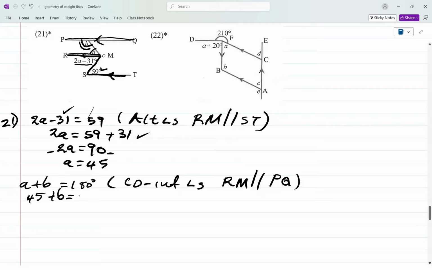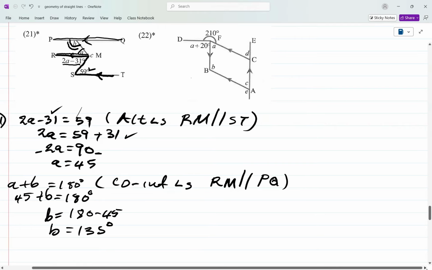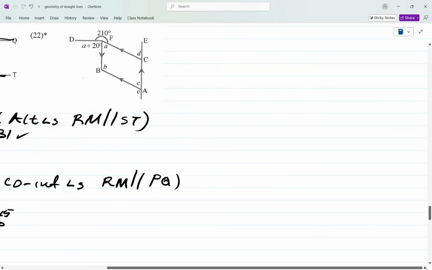B is the one that I'm looking for. And then I'm still having 180 on the right hand side. Then B will be 180 minus 45, which is going to be 135 degrees. Hopefully it makes sense.